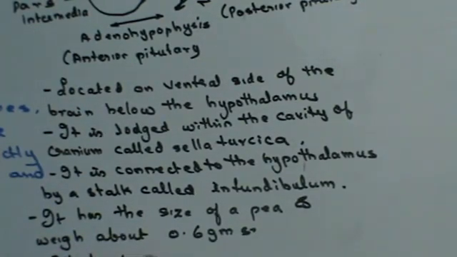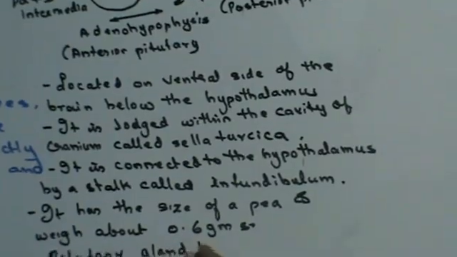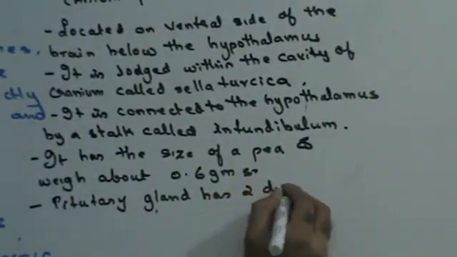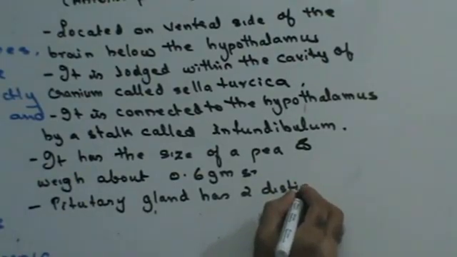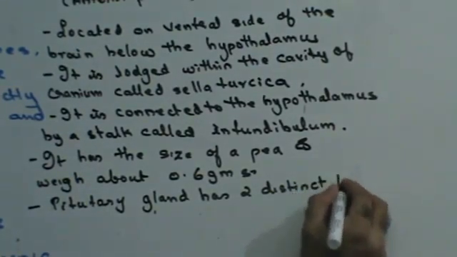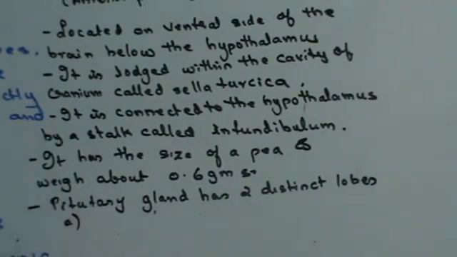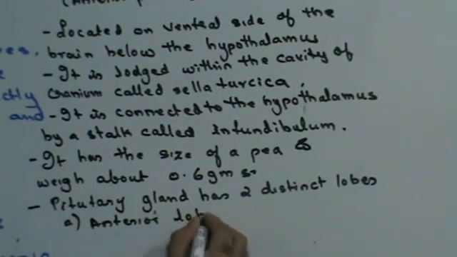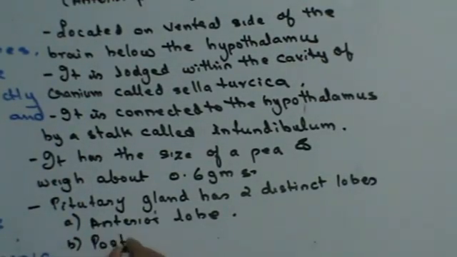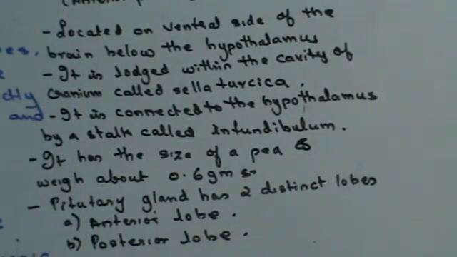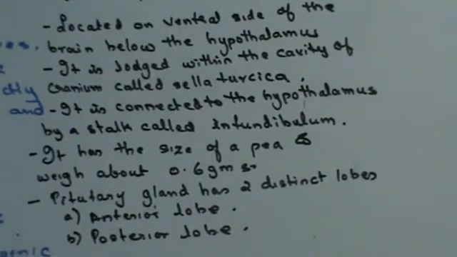The pituitary gland has two distinct lobes. One is called the anterior lobe, which is also called the adenohypophysis, and the second is the posterior lobe, which is also called the neurohypophysis, right?